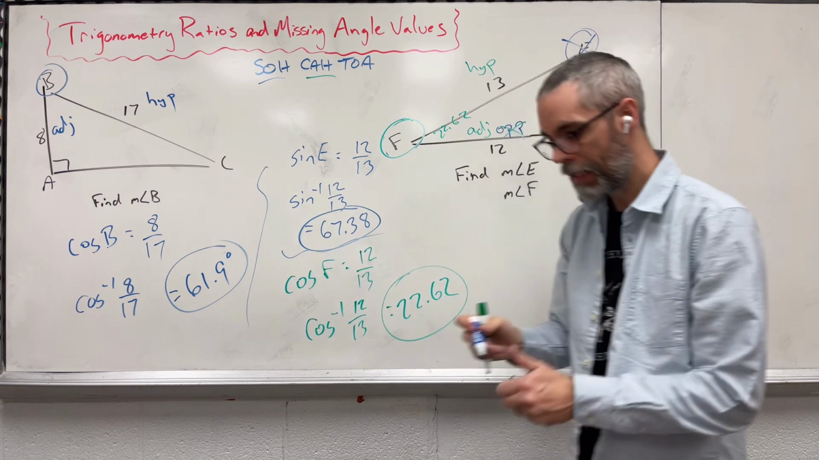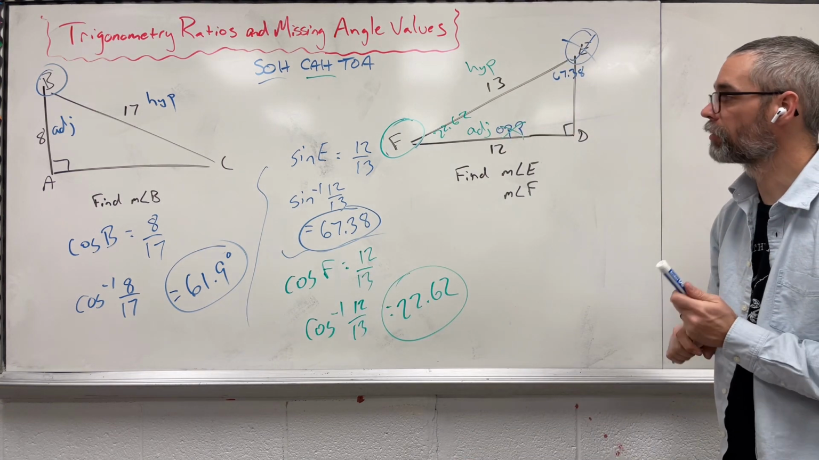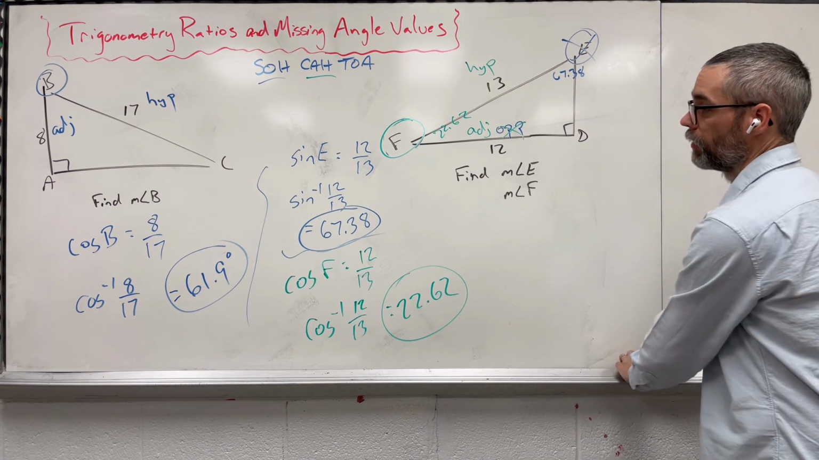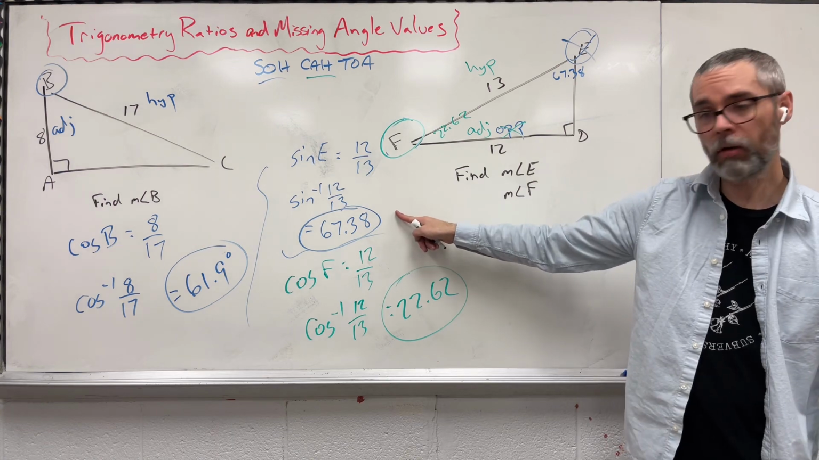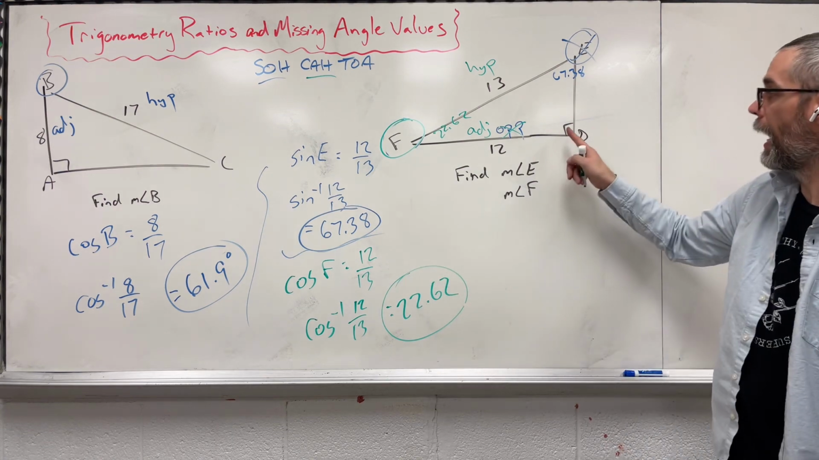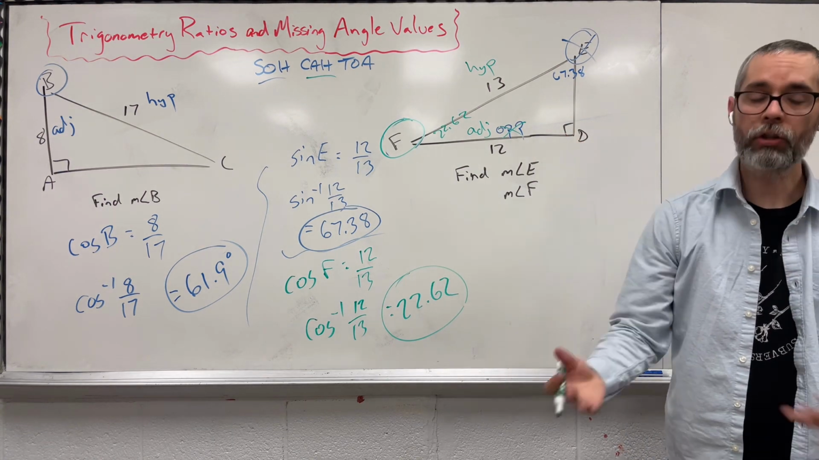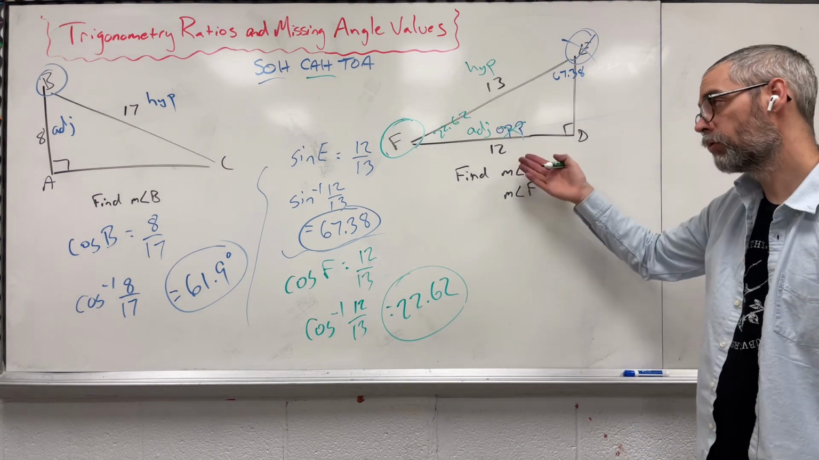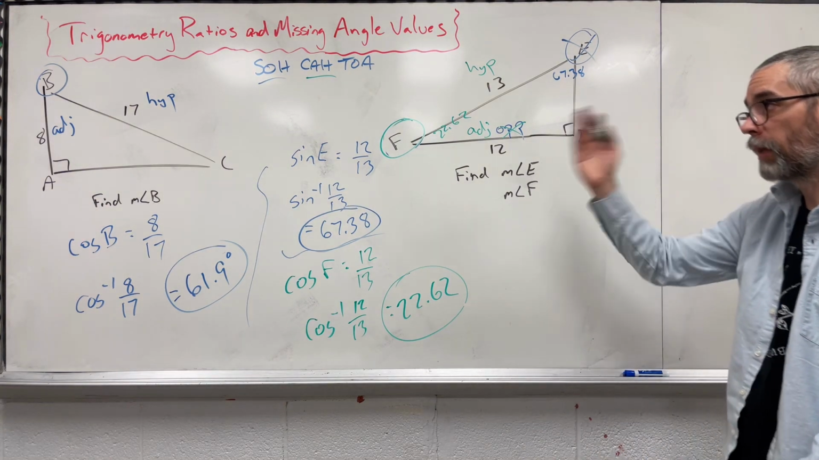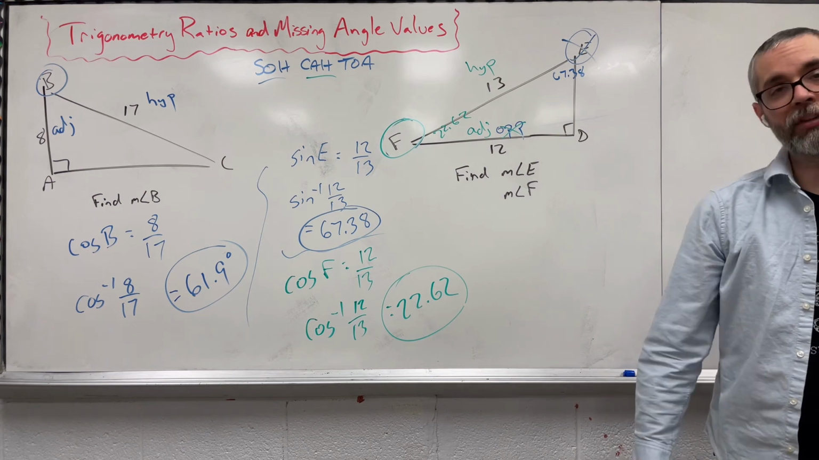We have that, and we have that. And if you want to check yourself, we could always take this blue answer, add it to this, add it to 90, and they all should add up to 180. And when I do, I get that. That's using trig ratios and finding missing angle values.